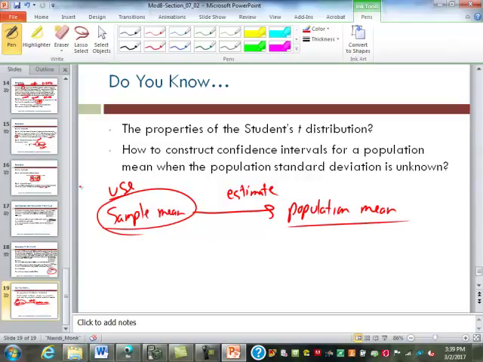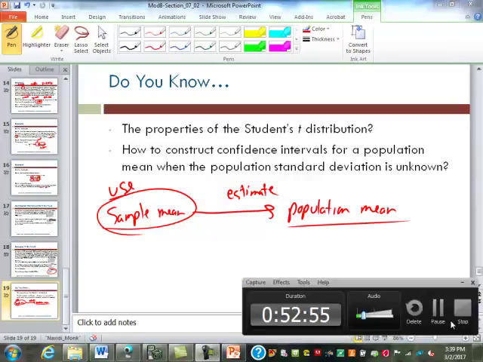Okay, that is it for section 2. So I'm going to pause here for a minute to pull up section 3.